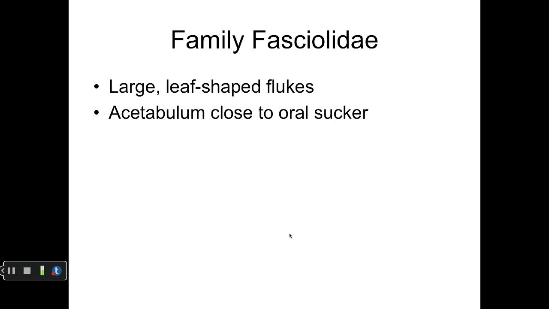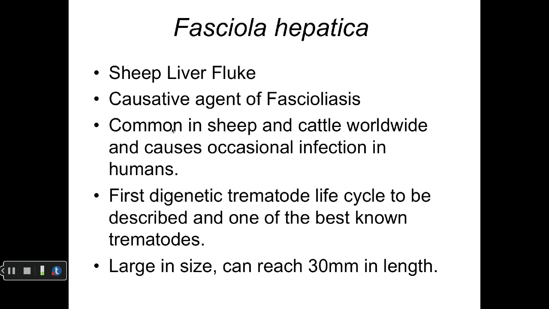Fasciola hepatica is in the family Fasciolidae, and the members of this trematode group are very large and apparent. I think that's one of the reasons why Fasciola hepatica was the first digenetic trematode life cycle that was worked out. These are large leaf-shaped trematodes. Another characteristic is the acetabulum, which is the other name for the ventral sucker, is quite close to the oral sucker.